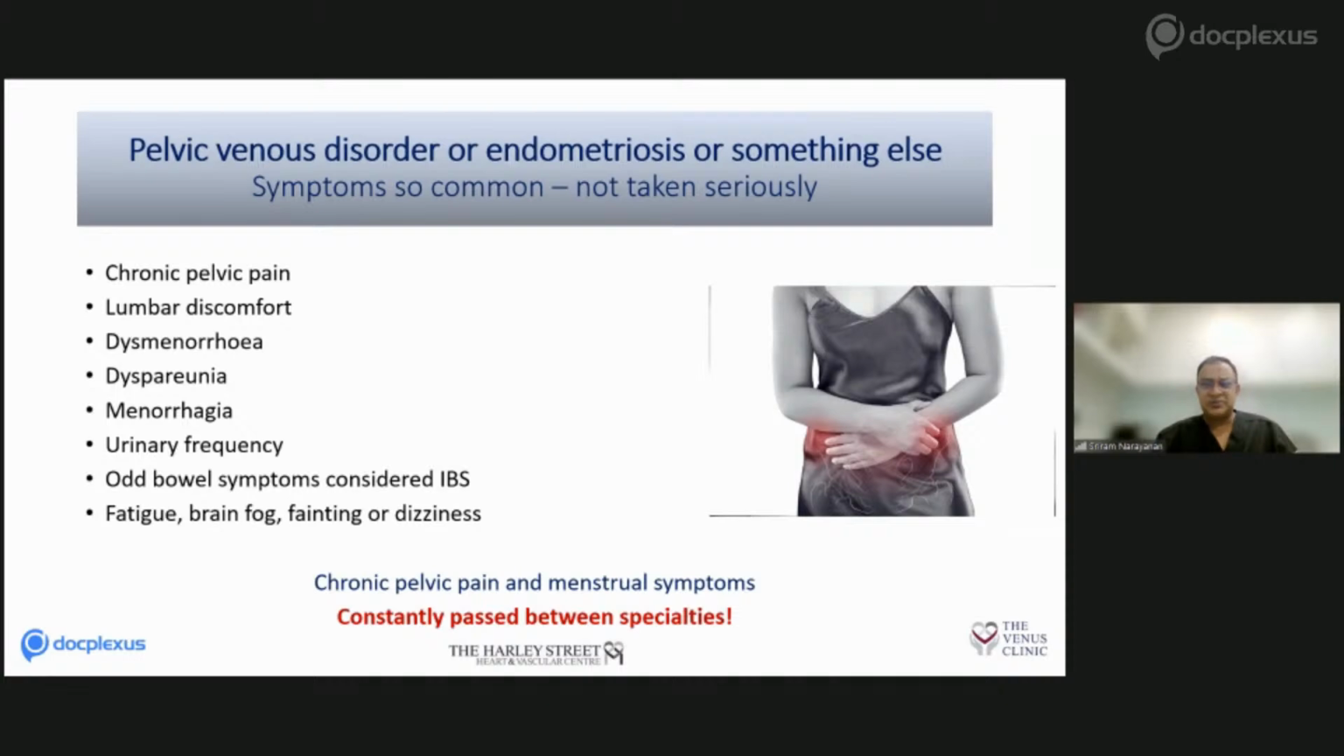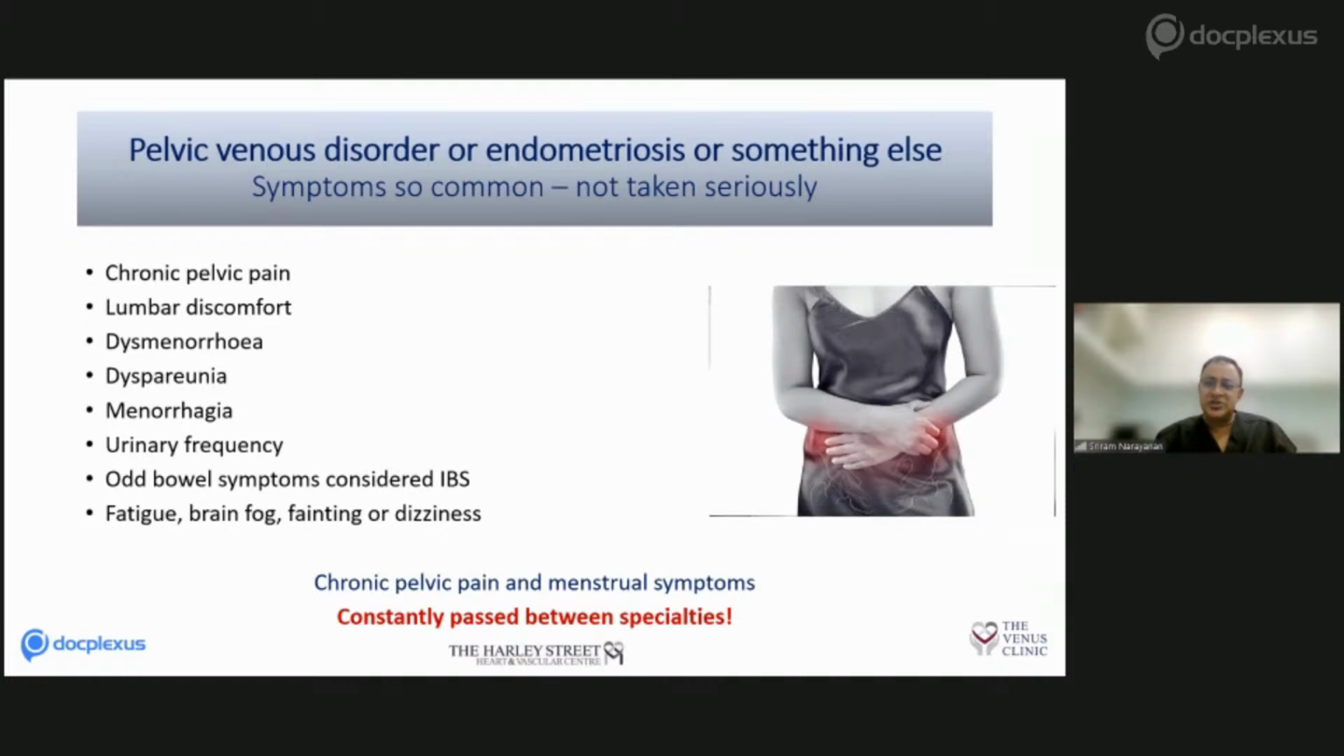There are strange bowel symptoms. There can be constipation. There can be a bit of loose bowel. And then many of them suffer from some fatigue and what's called brain fog, a bit of confusion and being unable to focus. They can have fainting from the pain sometimes or just dizziness.